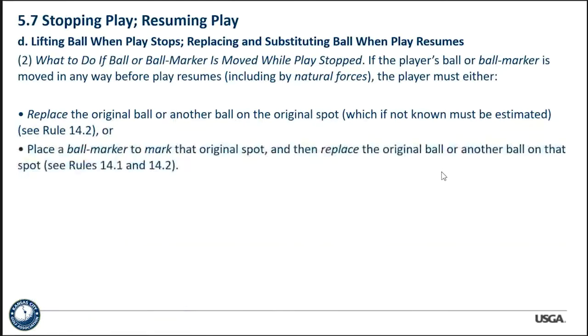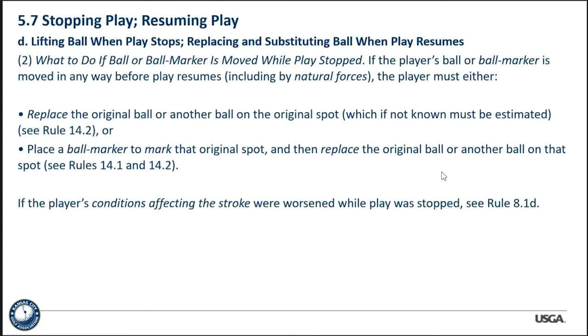Place a ball marker or mark on that original spot and then replace the original ball or another ball on that spot. And if the conditions affecting the player's stroke were worsened while play was stopped, we're going to see Rule 8.1d again. So what do we do if the conditions have changed? Now seems like a good time to talk about it, but it's really not. It's a better time when we talk about it next week, when we start talking about all these different conditions.